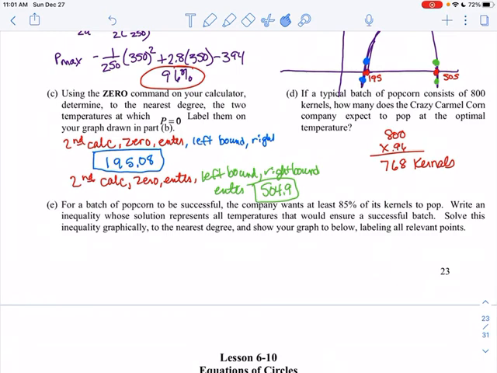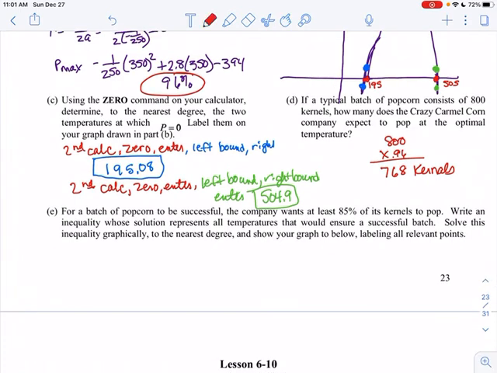And the last one: for a batch of popcorn to be successful, the company wants at least 85%. Okay, so that means it wants greater than or equal to 85% of its kernels to pop. Write an inequality whose solution represents all the temperatures that would ensure a successful batch. Solve this inequality graphically to the nearest degree and show your graph below, labeling all relevant points.